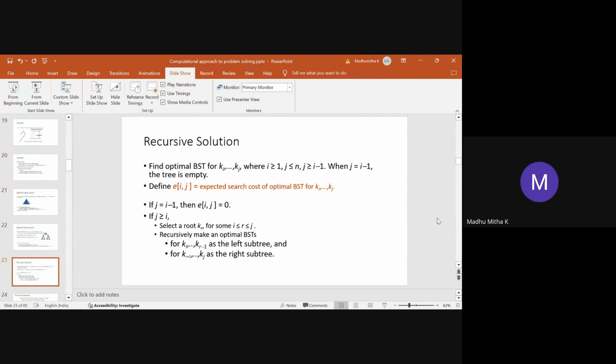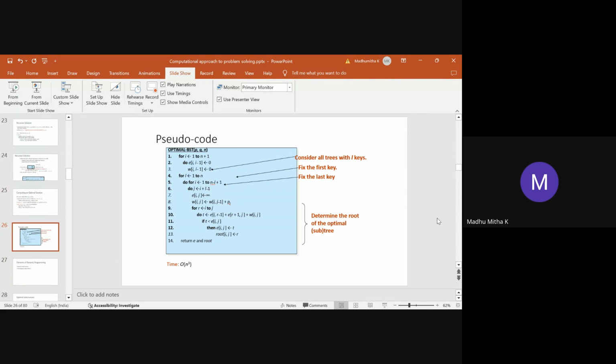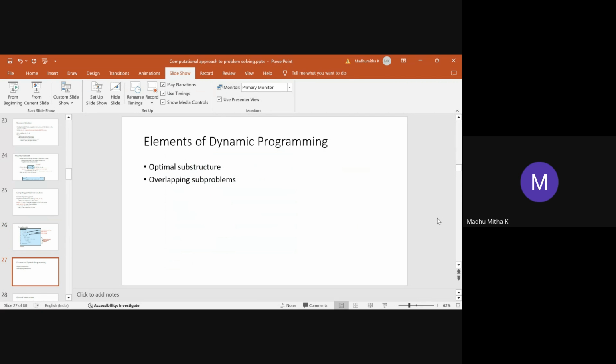Okay. So the recursive solution is nothing but you are going to repeat the solved subproblems again and again. That is nothing but your recursive solution. This is the pseudocode I have given for the recursive solution. The main elements of dynamic programming are optimal substructure and overlapping subproblems, as I said in the advantages, like optimization and operational research.